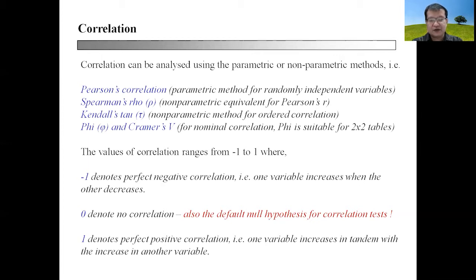And the values of correlation range from -1 to 1, where -1 denotes perfect negative correlation. That means one variable increases when the other decreases. Or 0 denotes no correlation. This is actually also the default null hypothesis for correlation tests. And 1 denotes perfect positive correlation, a situation where one variable increases in tandem with the increase in another variable.